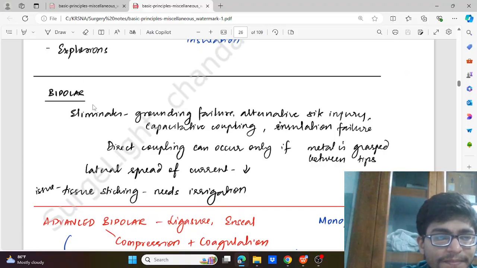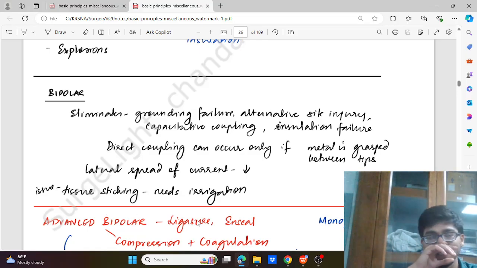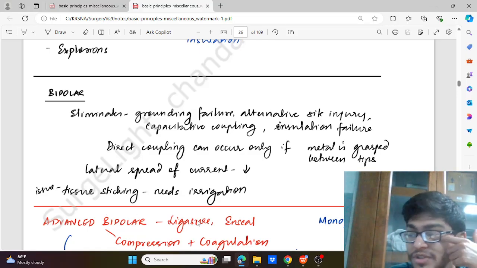Then we have bipolar, that is the added aspect of electrosurgery, where it eliminates the chance of grounding failure, alternate site injury, capacitance coupling, and insulation failure. So these risks are eliminated. Direct coupling can occur if there is metal between the tips, and lateral spread of current is decreased, so there is less injury to the surrounding tissue. The only issue with bipolar is that it needs irrigation as the tissue sticks to the limbs of the electrode.